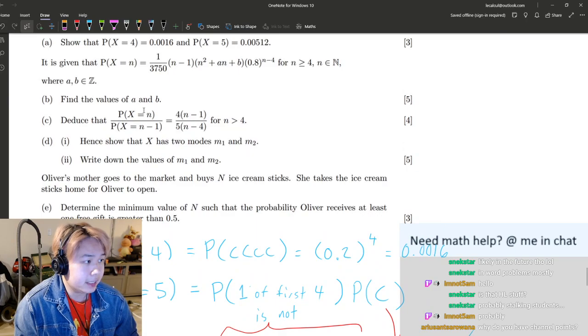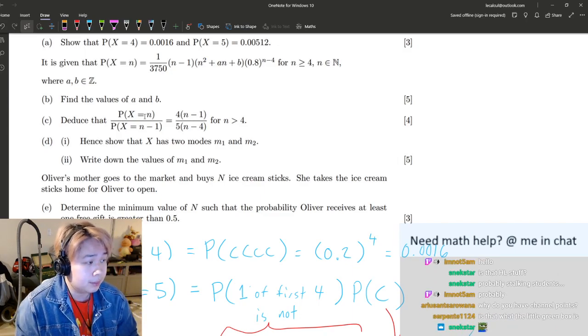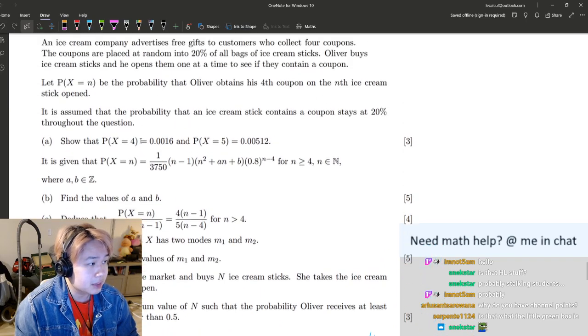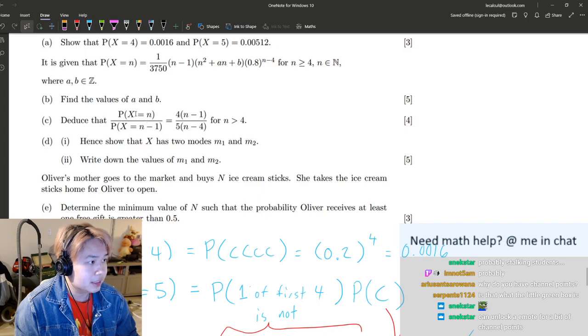Okay, so if you take p of n divided by p of n minus 1, this is related to the mode. So the mode of x is the one that's most common, which means that it has the highest probability. So if I equate this to 1, then that means that there's two values of x that have the same probability. So that means that there might be two modes. Something like that.